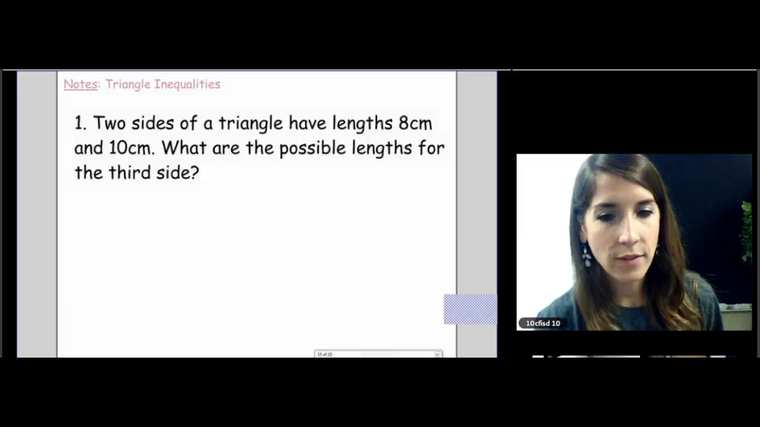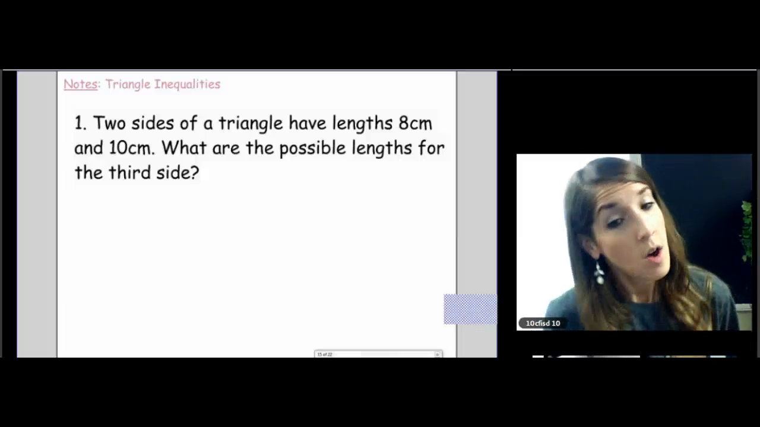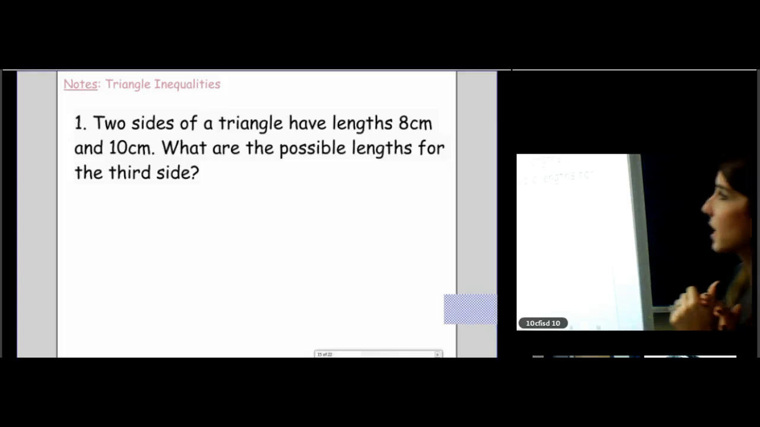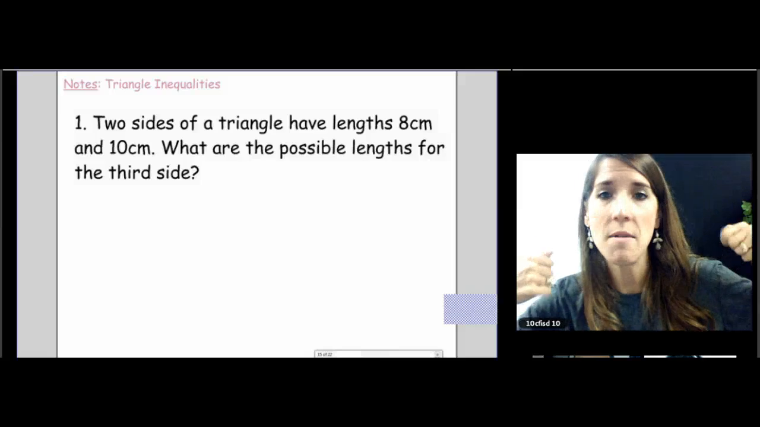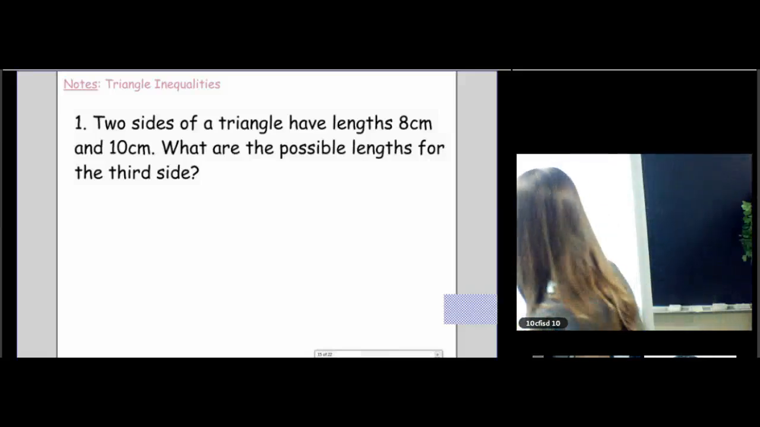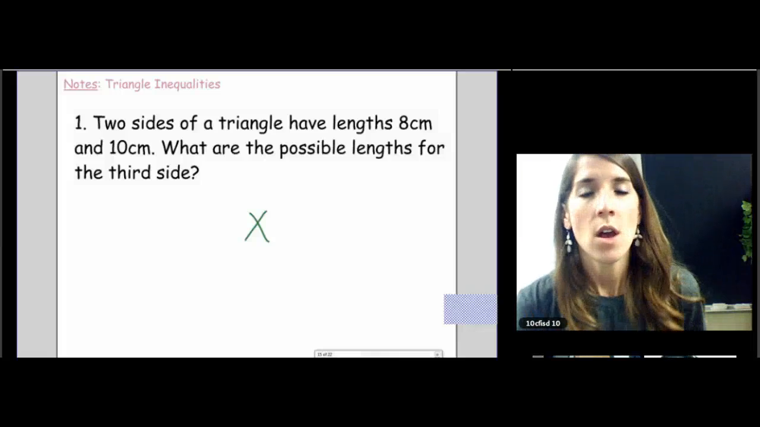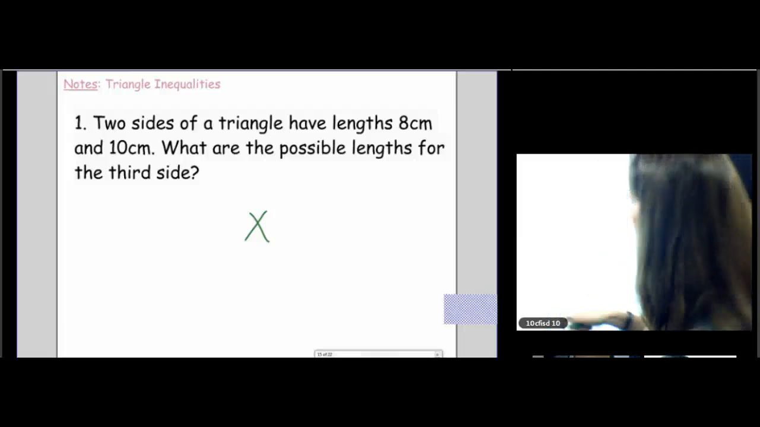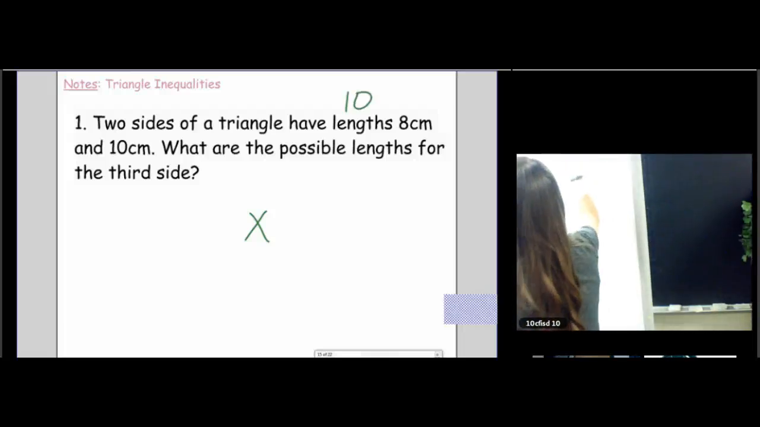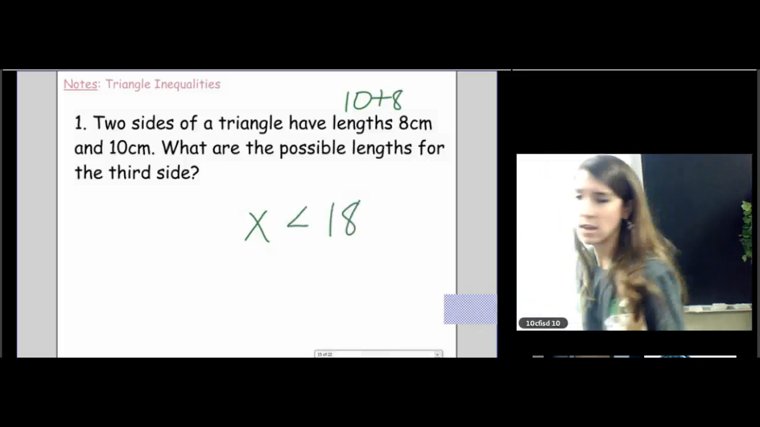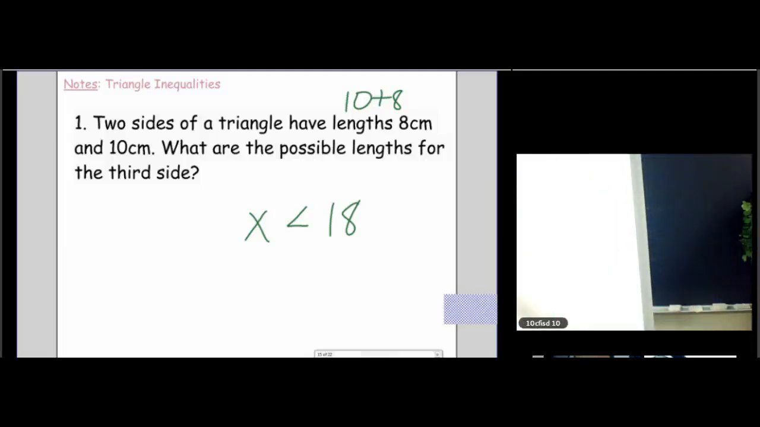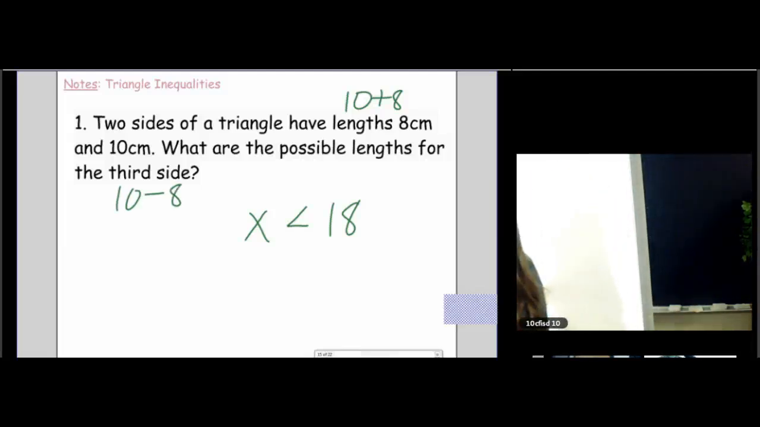Two sides of a triangle have lengths 8 centimeters and 10 centimeters. What are the possible lengths for the third side? All right, two sides of a triangle have lengths 8 and 10. We're not going to discover this because we're out of time. I'm just going to show you how to work this problem. I'm going to call the third side x. We're going to have a max and a min for x. The very largest it could be would be 10 plus 8. That's its max. So you add them together and you get the max. Then you subtract them, and that would be your minimum.